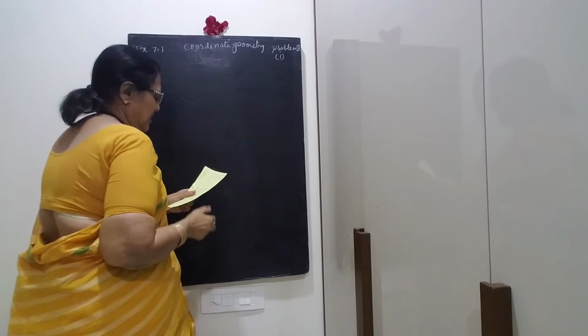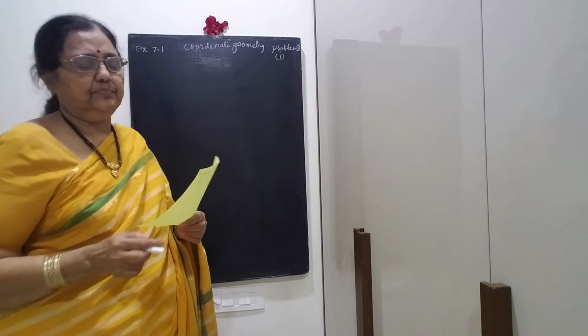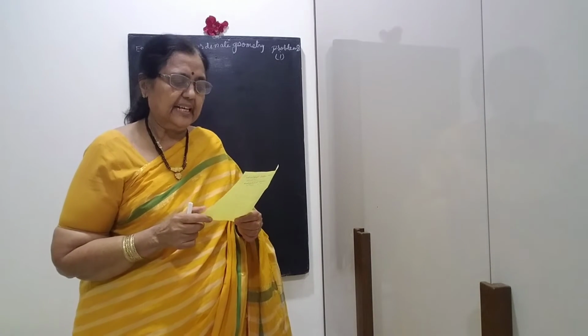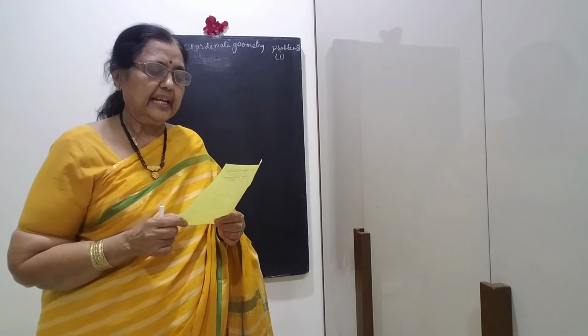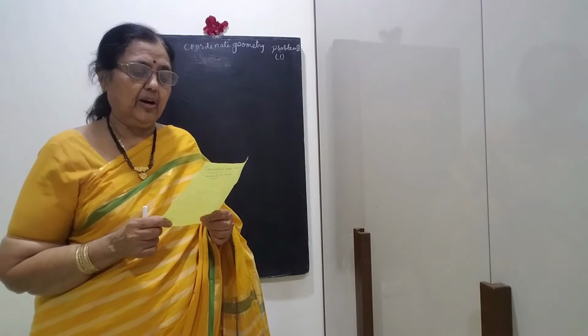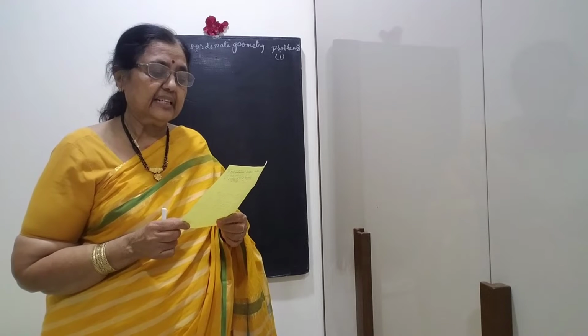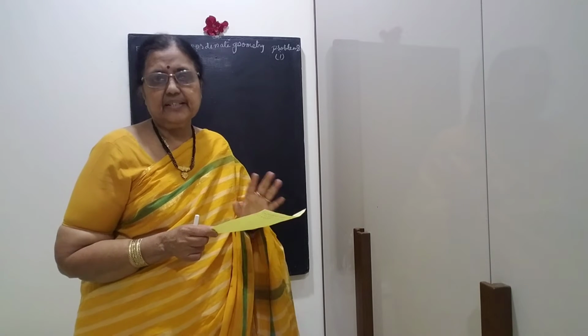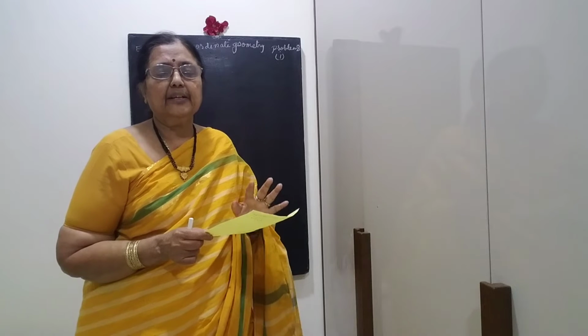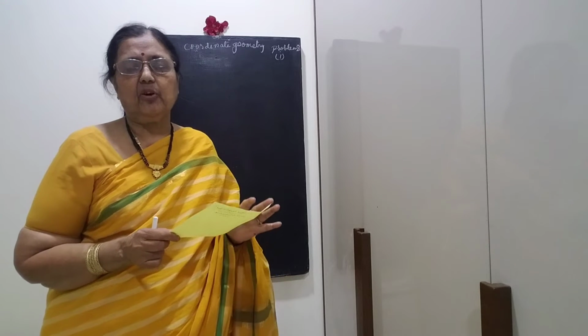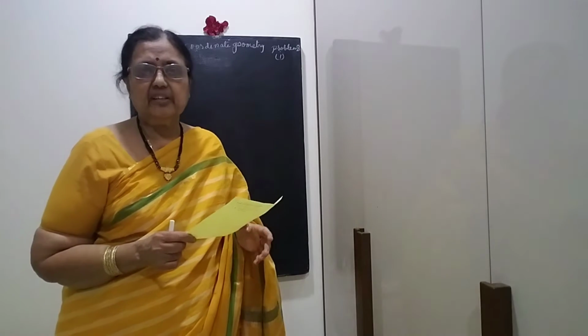First bit of 8th problem. What he has given is: name the type of quadrilateral formed, if any, by the following points, and give the reason for your answer. That means he has given 4 points and you have to find out what type of quadrilateral it is, and you have to give the reasons also.